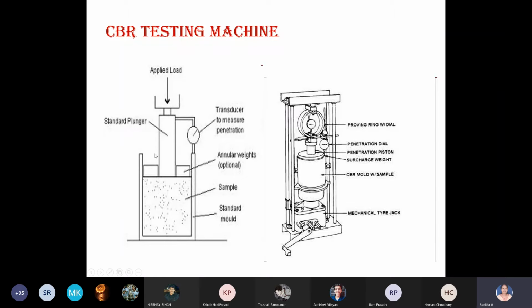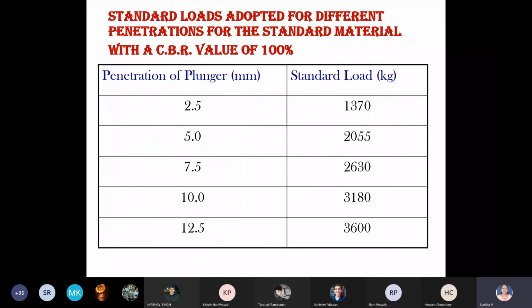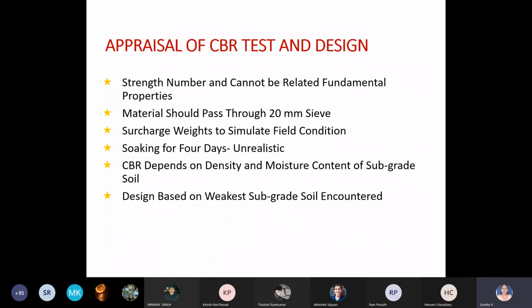So this is the test setup. It's a standard plunger. You're applying the load here. Then this is your annular ring, or annular weight, and you can see the proving ring and the dial gauge also, because you have to know the load and also the penetration. And this is a 50 mm diameter piston, so a standard specimen.